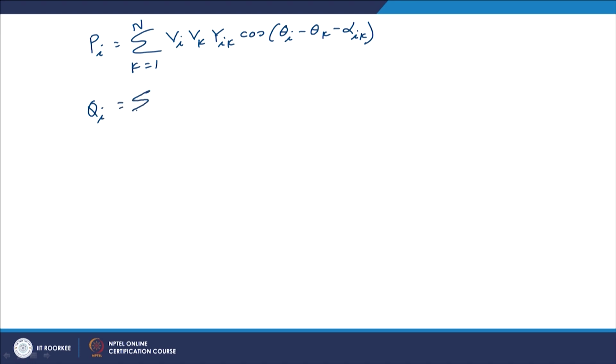Just for the sake of clarity, we repeat these two equations: Pi is the sum over k equal to 1 to n of Vi Vk Yik cos of theta i minus theta k minus alpha ik, and Qi is the sum over k equal to 1 to n of Vi Vk Yik sin of theta i minus theta k minus alpha ik. Remember, Vi, Vk and Yik are nothing but the magnitudes of the bus voltages as well as the element of the bus admittance matrix, respectively. These two equations are known as the power flow equations.